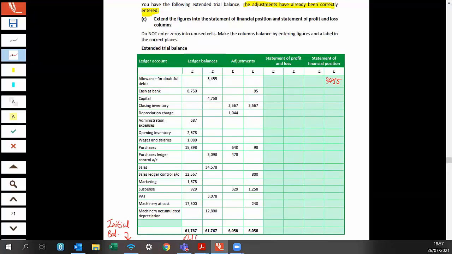So that is the amount that we're going to move over to the relevant statements. And then again, it's just a case of identifying what that correct statement is. So what is it? It's cash, it's in the bank, it's what we own, it's an asset, and assets belong on the statement of financial position. It's going to be 8,655. Fantastic.